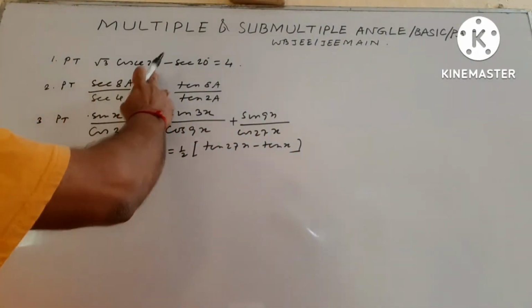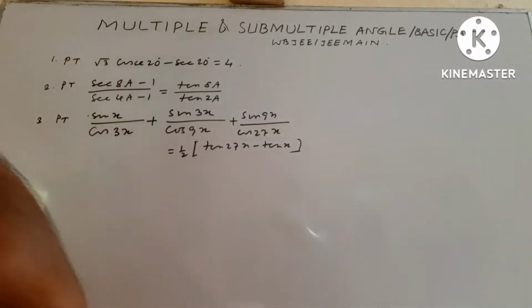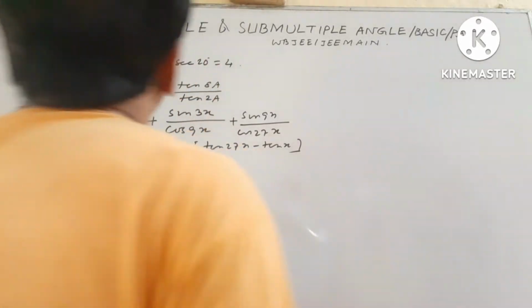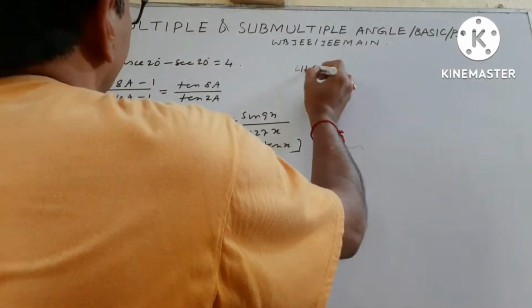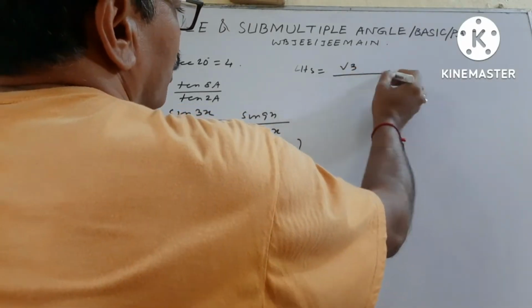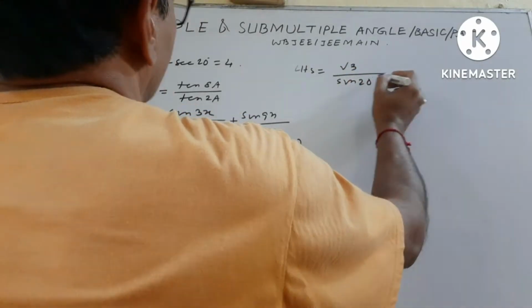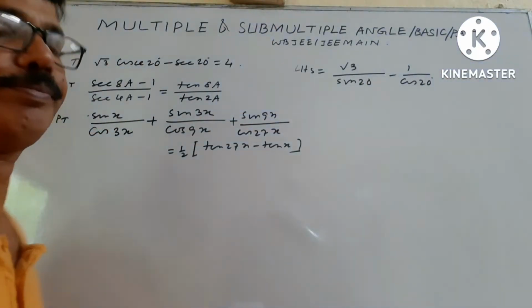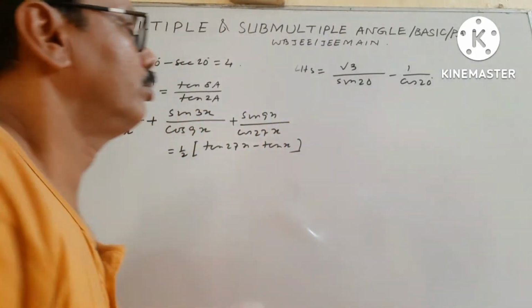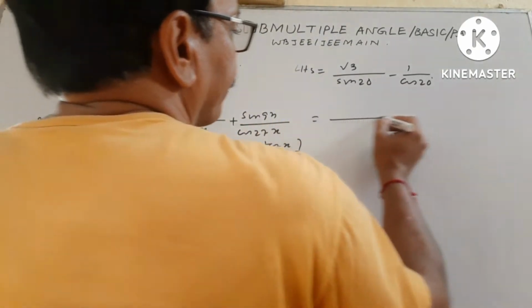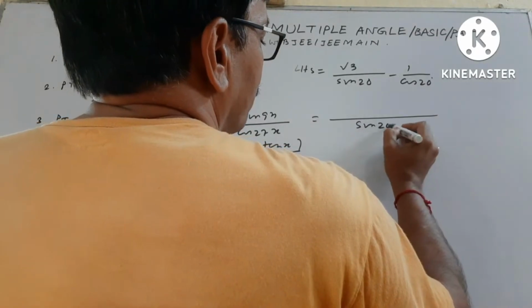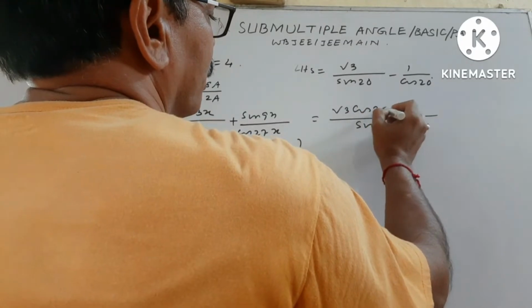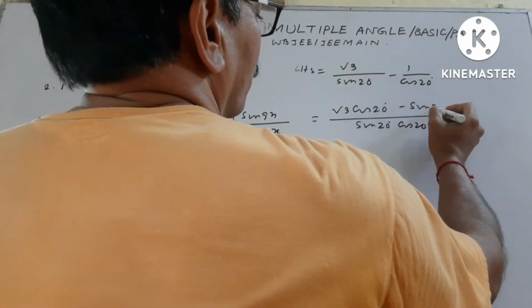Root 3 cosec 20 minus sec 20 equals 4. This is a problem of WBJEE. So LHS: root 3 cosec 20, you write it as 1 by sin 20, and sec 20 is 1 by cos 20. Now take the LCM, sin 20 and cos 20. So this is root 3 cos 20 minus sin 20.